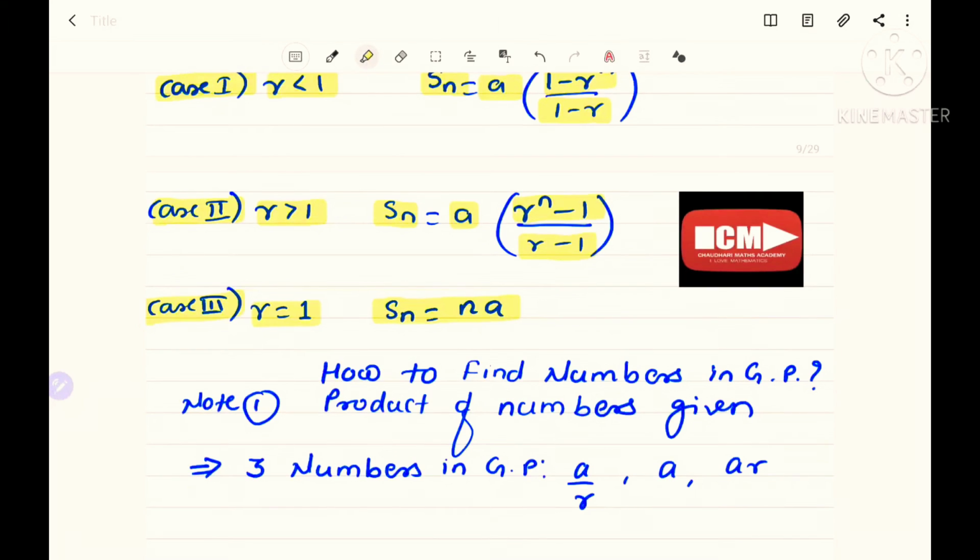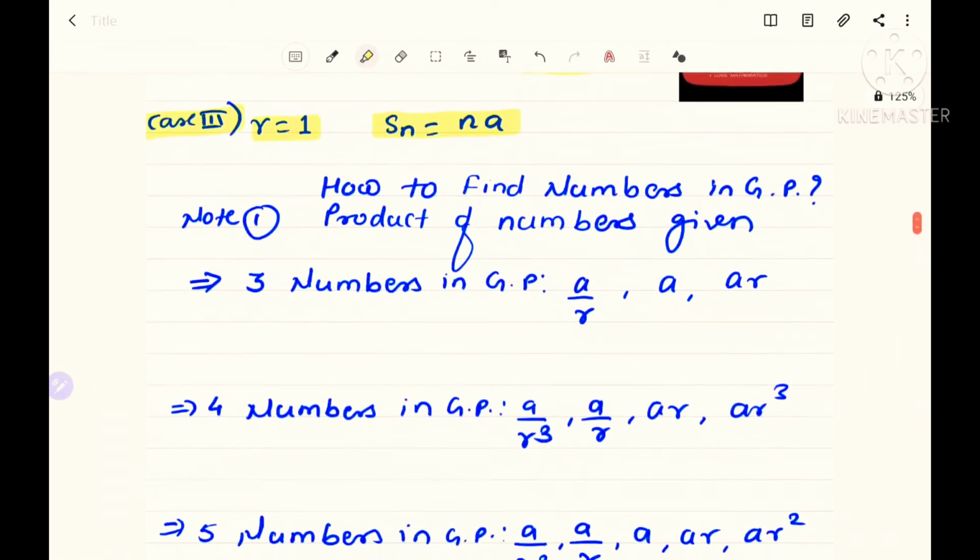Once again I am repeating, this is the revision of the previous lecture, or the summary of geometric progression. Before this video, you must watch the previous video on all the concepts of geometric progression. Okay, then for problem solving purposes, this is an important one.